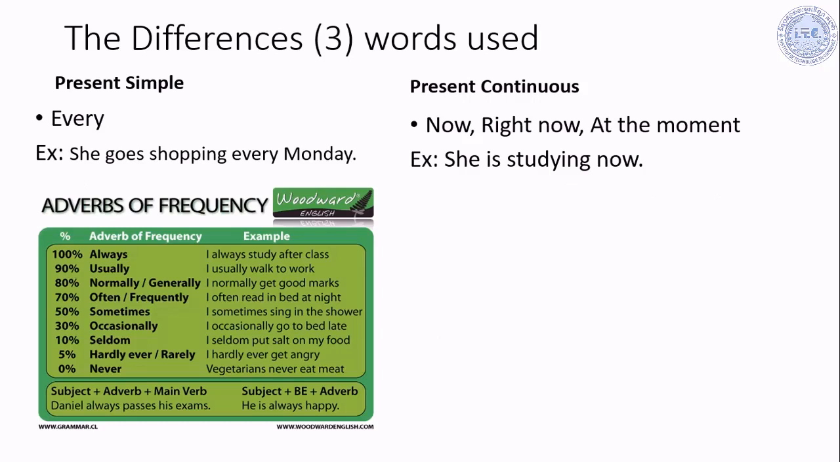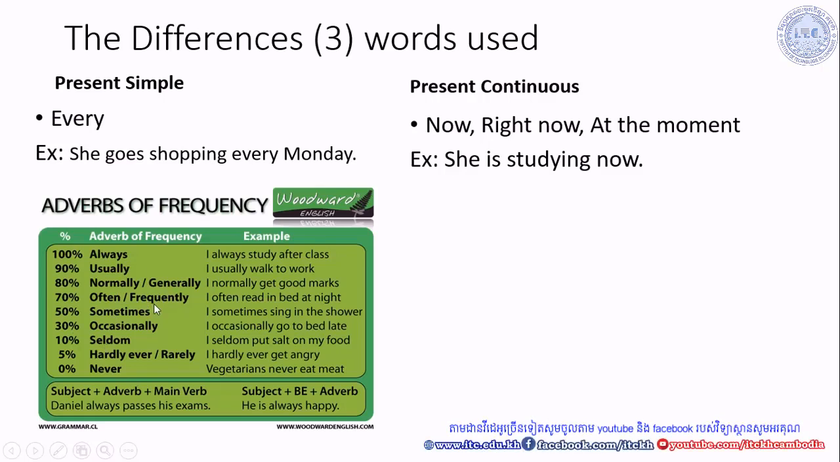So here I focus on the word we use in present simple and present continuous. It gives you a clue when to use present simple and when to use present continuous. So when you see the word every or adverb of frequency here, take a look at my mouth. Every, and then adverbs of frequency, for example, always, usually, often, sometimes, seldom, hardly ever, rarely, and never. When you see all these words, you have to use present simple because these words show repeated action.